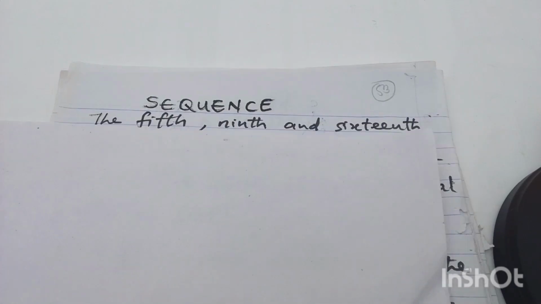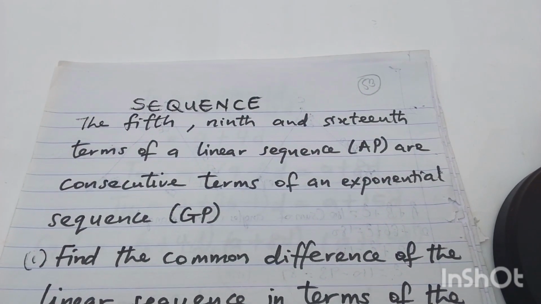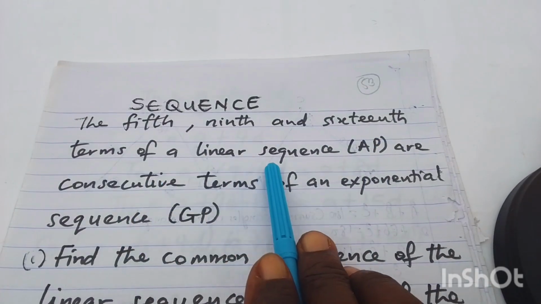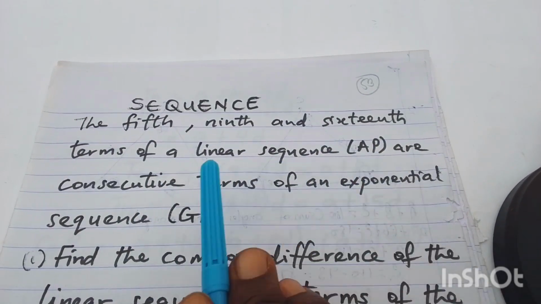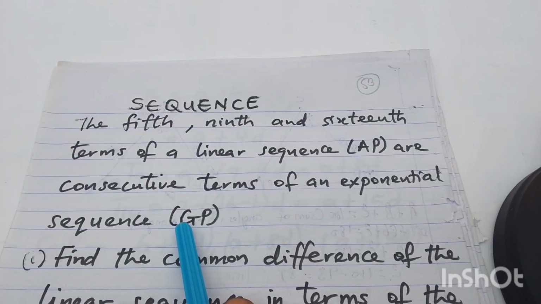Hello students, we want to see a situation whereby we will be combining linear sequence and geometric sequence together. Now let's look at this question. The fifth, ninth and 16th terms of a linear sequence (AP) are consecutive terms of an exponential sequence (GP).